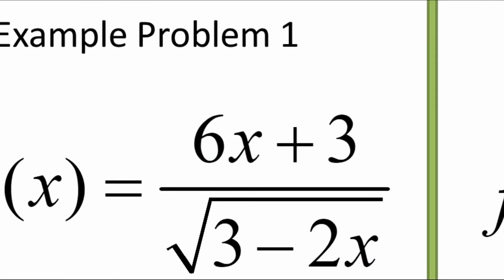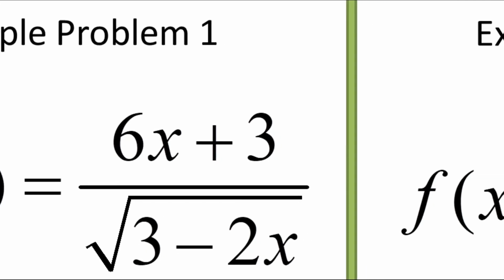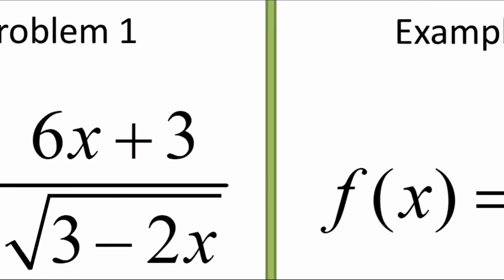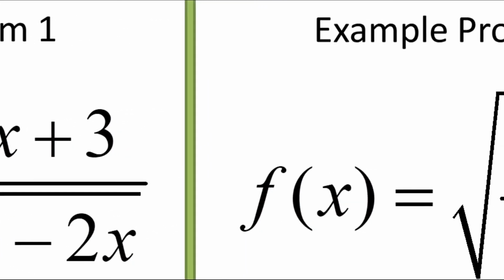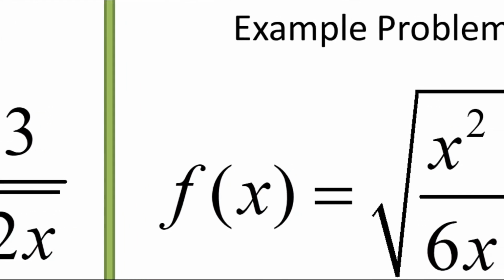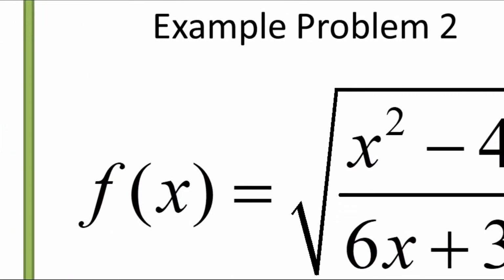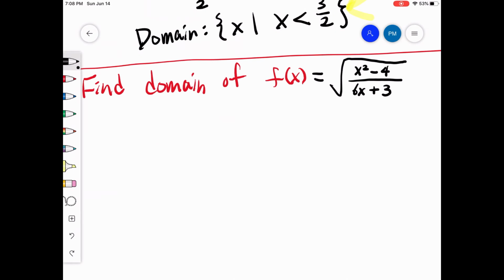Okay, so let's take a look at our second problem, where we have the radical completely umbrella the entire rational function. How does that make the problem harder? Okay, copy it over to the whiteboard. We ask, find the domain of f of x equals the square root of this rational function. If you focus on the bottom first, we know that 6x plus 3 should not equal 0, because that will cause undefinedness.